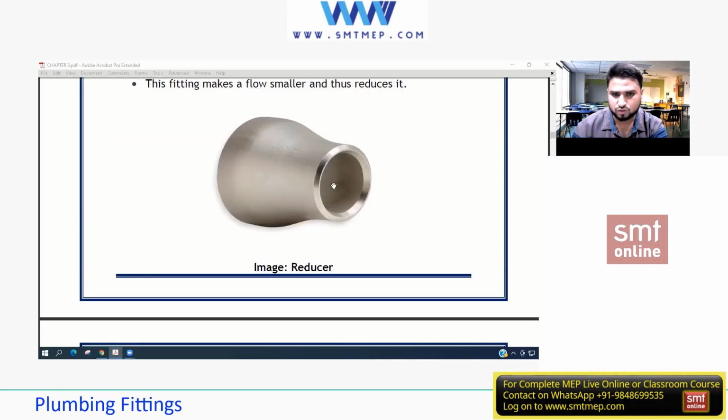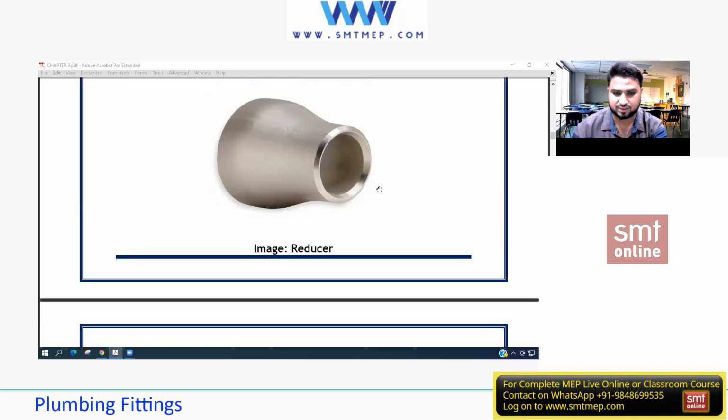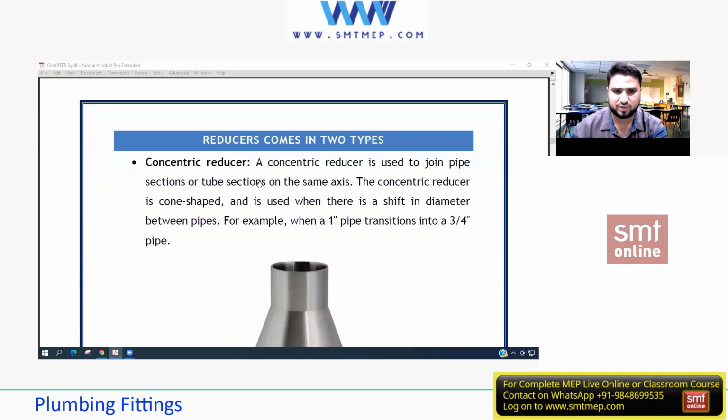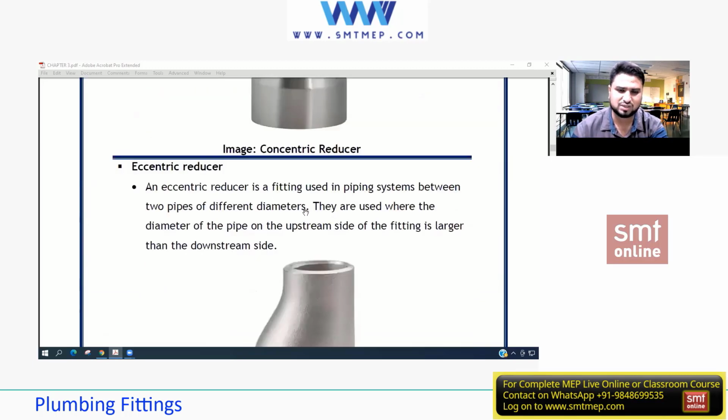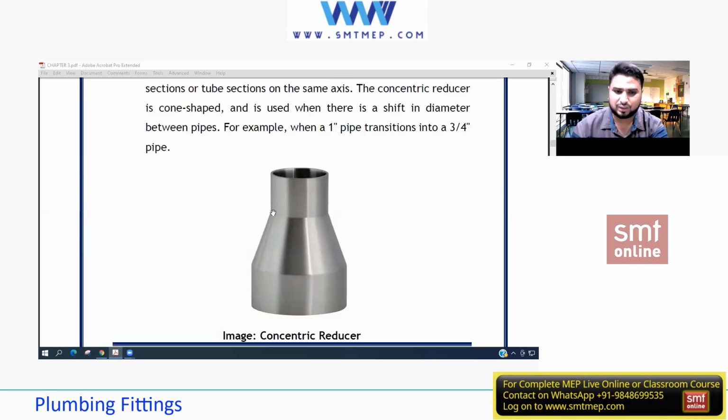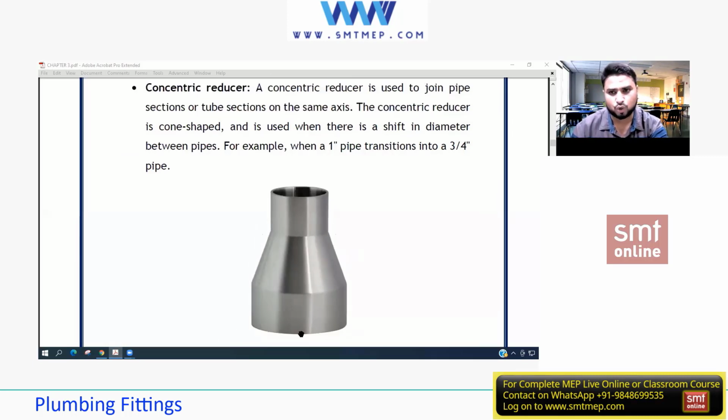Okay. So two different pipes can be connected in this on the same axis. So as I said, this is in two types. One is concentric and one is eccentric. Now concentric is very commonly seen in the piping, okay? And that looks in a shape like this. That is nothing but a cone shape. Yes or no? This is installed in the piping.